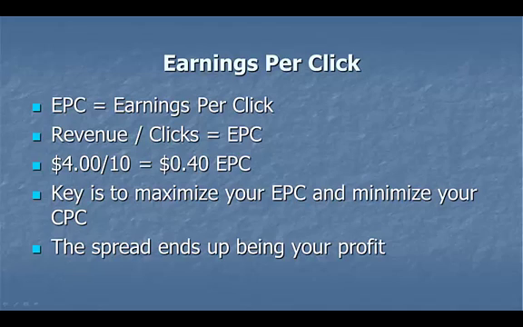Now, obviously, this is simple mathematics, but once you understand that the difference between your earnings per click, or EPC, and your cost per click, or CPC, is basically your spread, and that spread ends up being your profit. So let's say, for example, your EPC was 40 cents on Google traffic and your cost per click on Google traffic was 20 cents. The 40 cents minus the 20 cents would result in a 20-cent profit per click. So that's basically your spread.